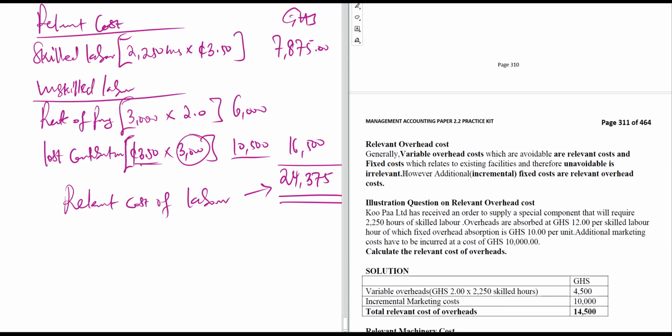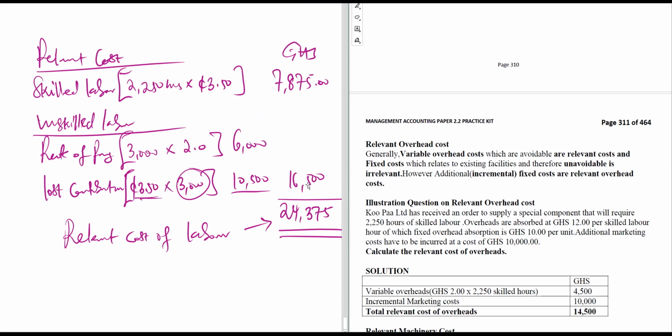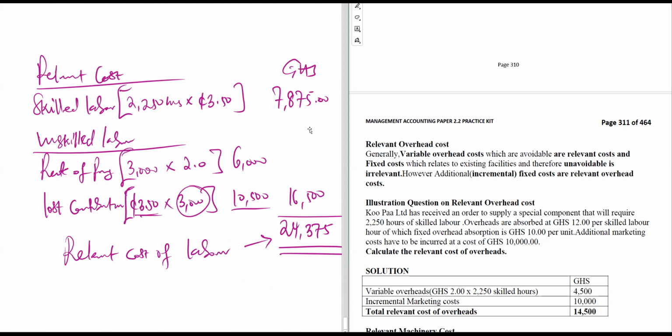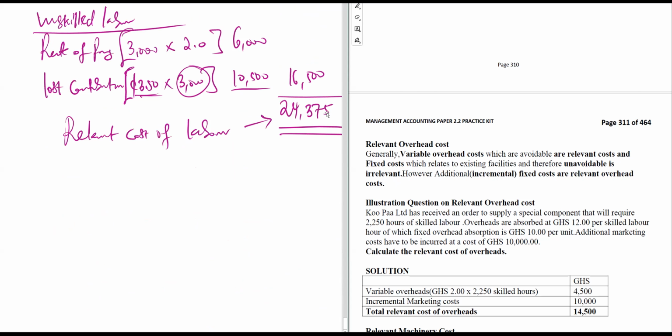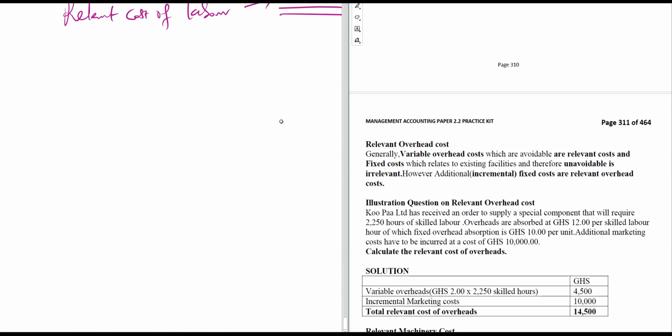So still under the same contract. Already we've done cost of material to be 6,150. We have cost of labor to be 24,375, right? Let's go to variable overhead costs. Relevant overhead costs. So it's the same pricing that we are building up with. So that's how you do it. So relevant overhead costs.